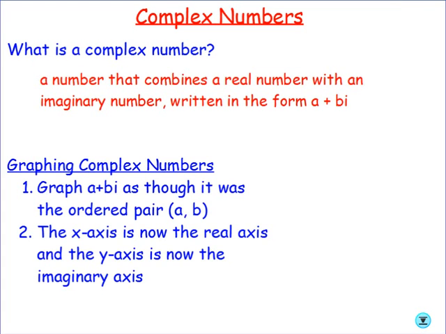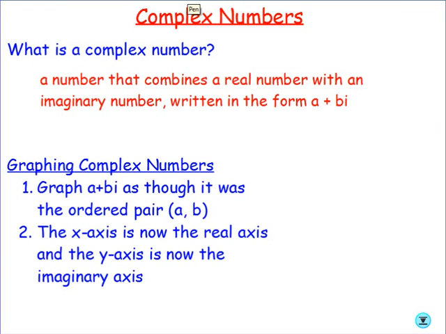it is a number that combines a real number, like the things that we've worked with before, positives, negatives, decimals, fractions, with an imaginary number. These were the new guys that we talked about. They were the ones with the i's. And you will always see it written in this specific form, a plus bi.